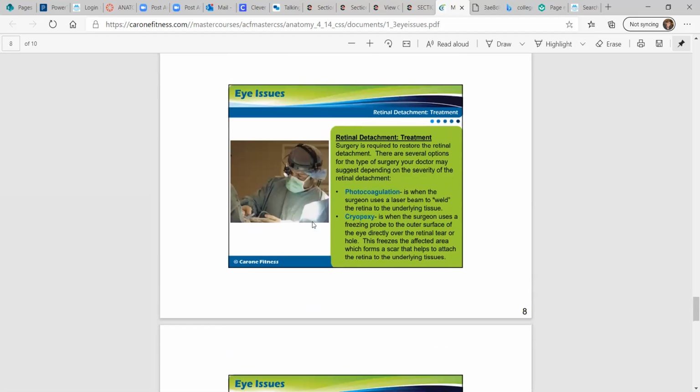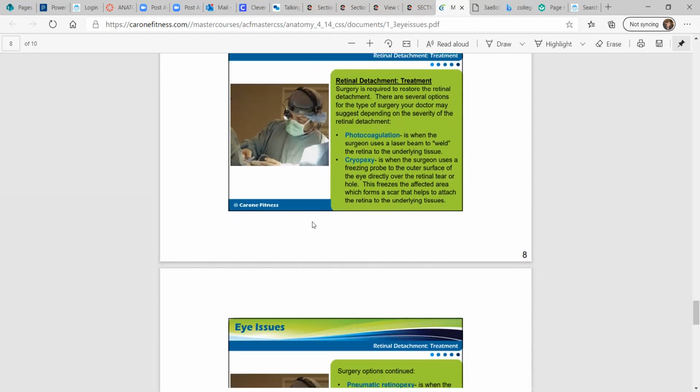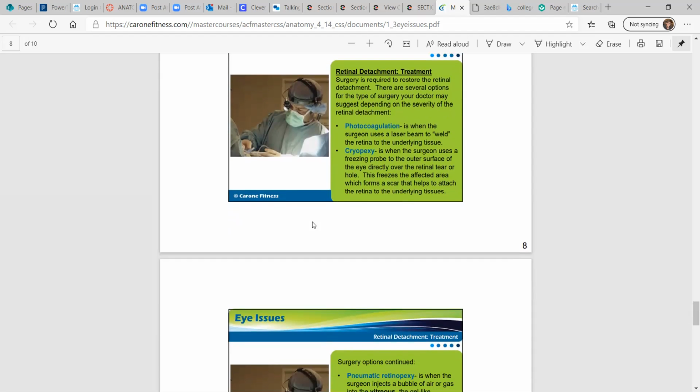Treating this detachment, surgery is required, and there are a couple options depending on the severity or how bad the detachment is. Photocoagulation, that's when a surgeon uses a laser beam to weld the retina to the tissue. So it's going to stick them together with this laser beam. Cryopexy, that's when a surgeon uses a freezing probe. Cryo means ice, freezing, cold. So photocoagulation uses a laser, which is heat. Cryopexy uses cold to stick them together.